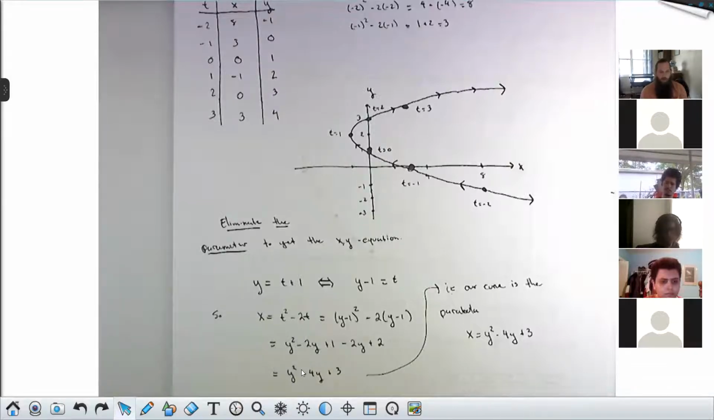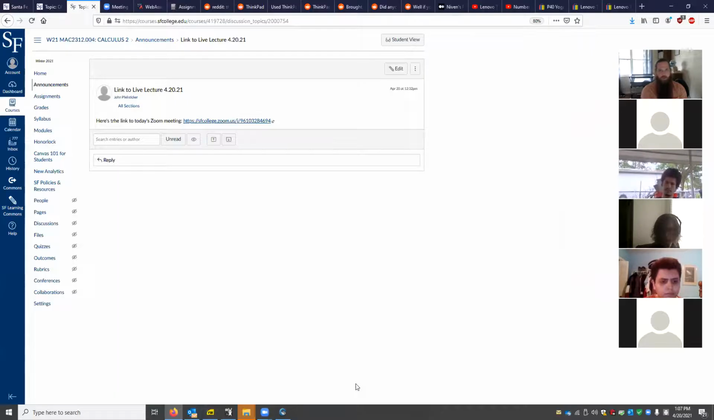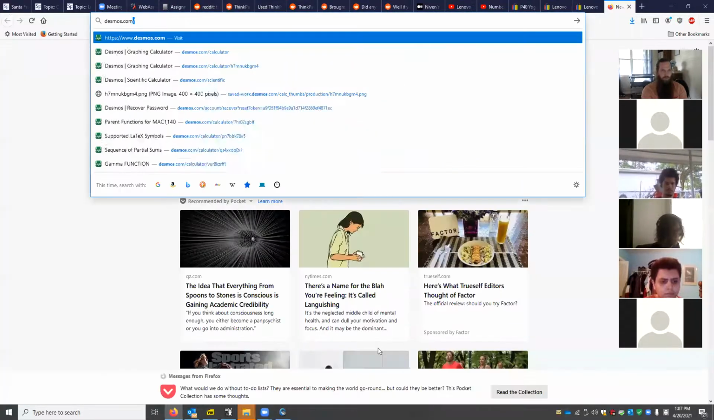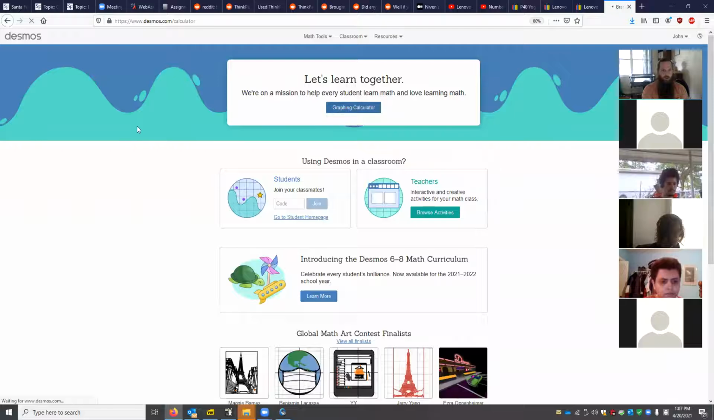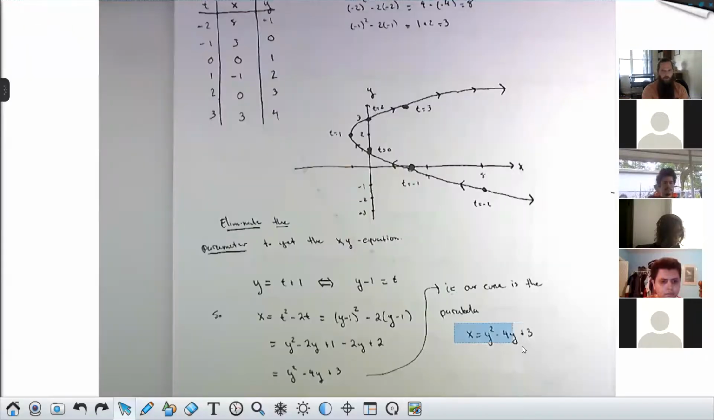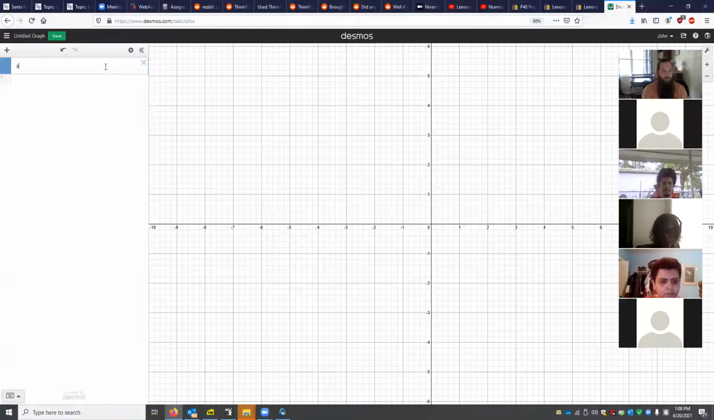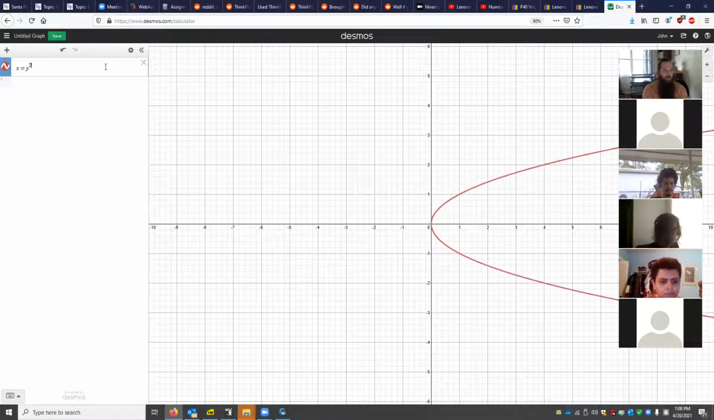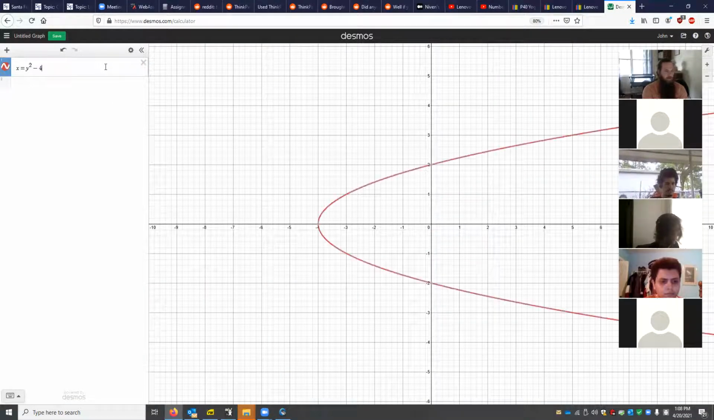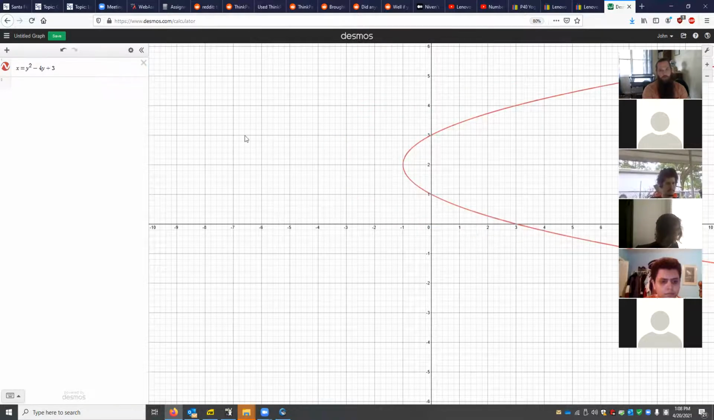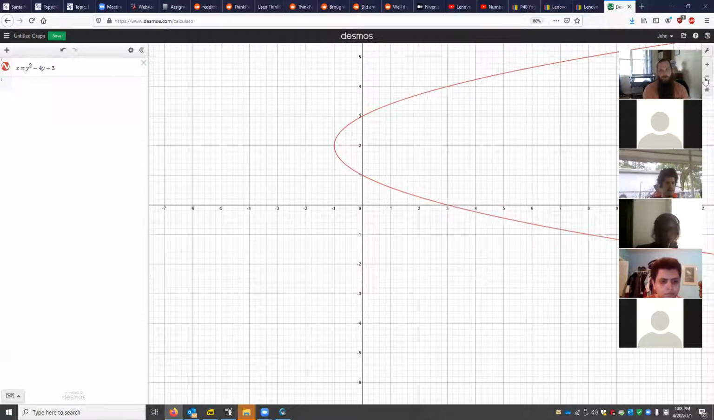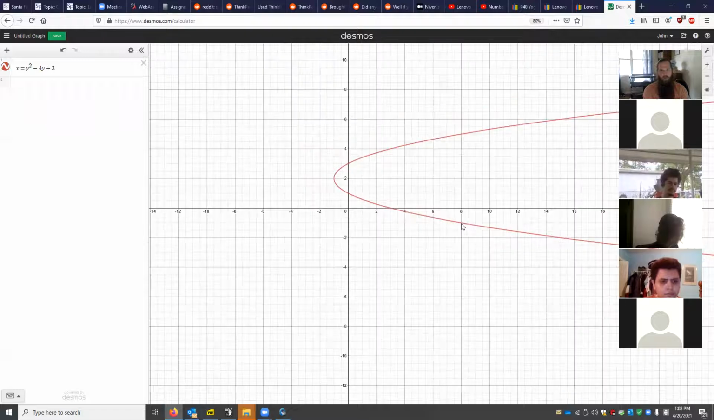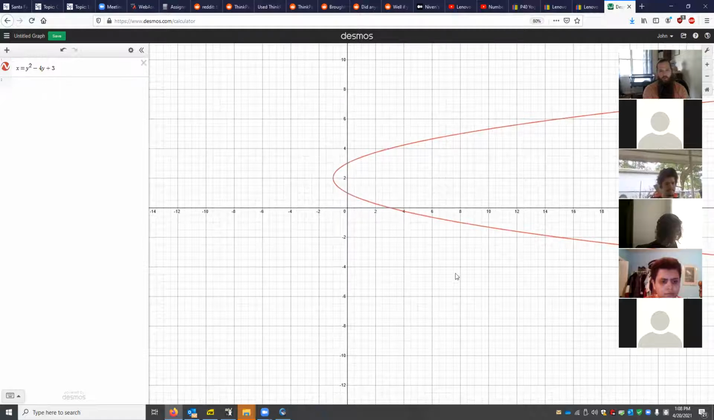Okay. I'd like to show you something in Desmos now. First, I'm going to graph that curve using this equation. And then I'm going to show you how to put the parametric equations in. x equals y squared minus 4y plus 3. Looks familiar, right? This is our guy. 8 comma negative 1, 3 comma 0, 0 comma 1, 1 comma negative 2, 0 comma 3. That's our guy.